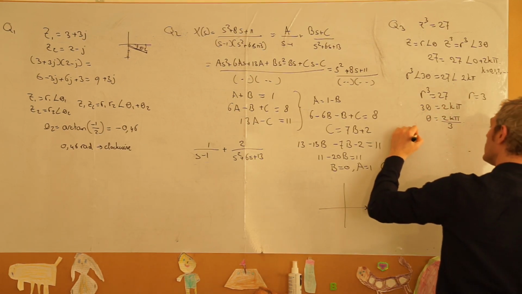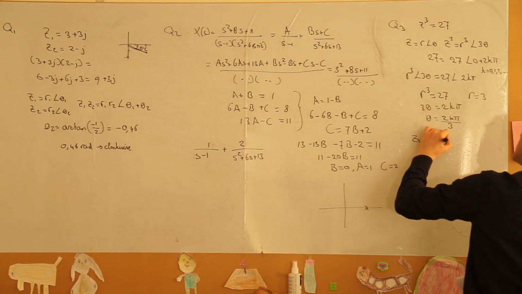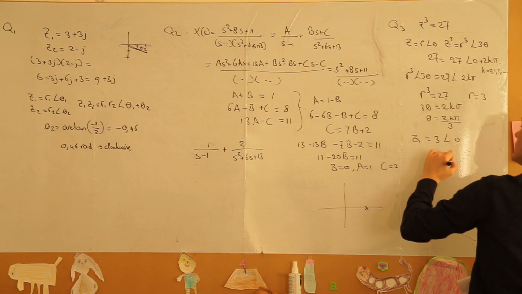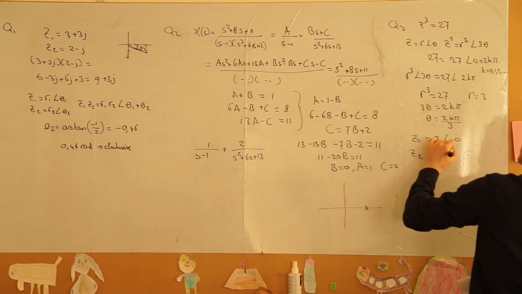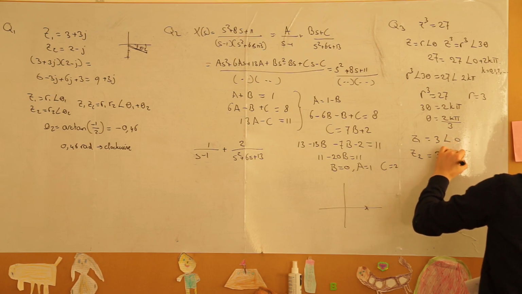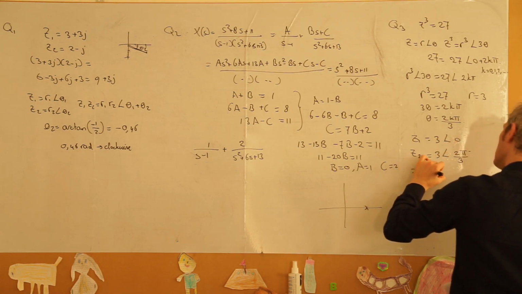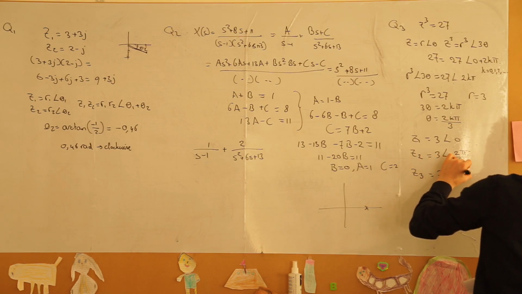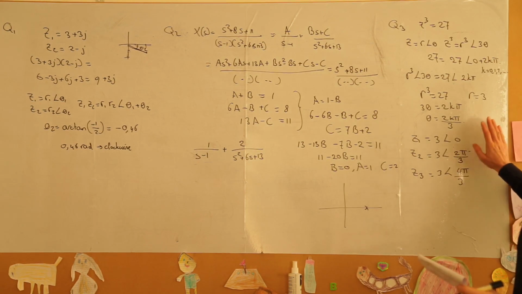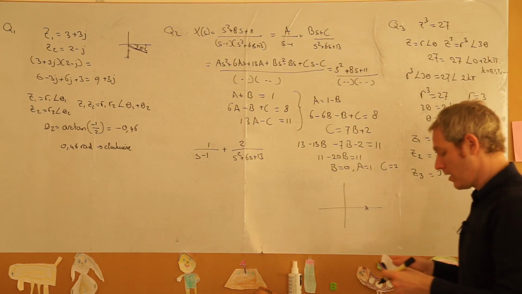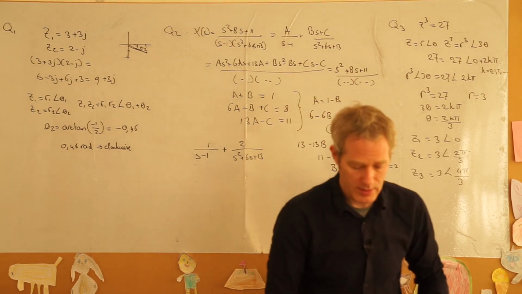And we can write out our solutions. For k is 0, we get 3 with angle 0. For k is 1, we get 3 with 2 pi over 3 as argument, and for k is 2, we get 3 with 4 pi over 3. And these are already in polar form, so we are done with question 3.